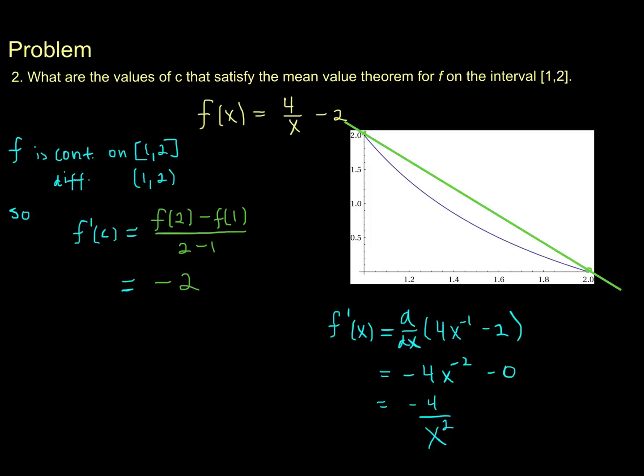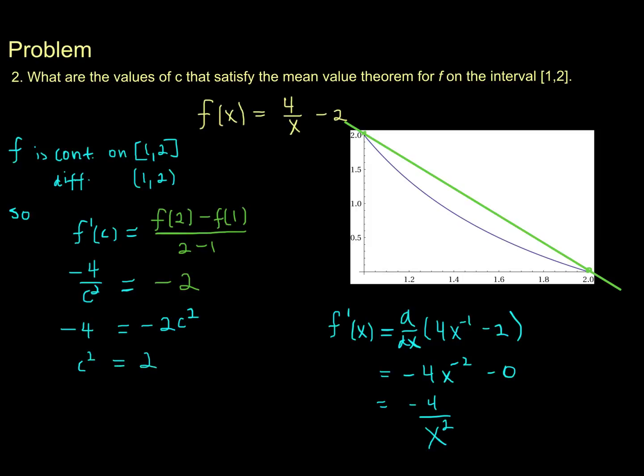Now f prime of c is the derivative with c, so it will be negative 4 over c squared. And now I need to solve for c. So my variable's in the denominator of a rational expression, so I need to get it out of the denominator. I can multiply on both sides by c squared. So it would be negative 4 equals negative 2 c squared. And now I need to divide on both sides by negative 2. When I do that, I'm going to get c squared equals 2, because I'm dividing by negative 2. I'm going to write the c squared here on the left.